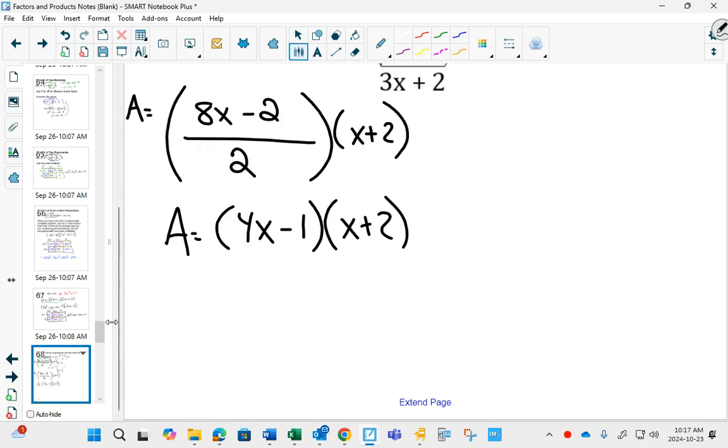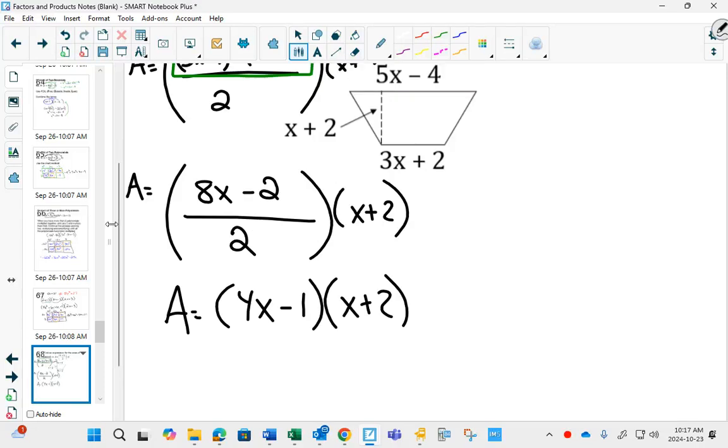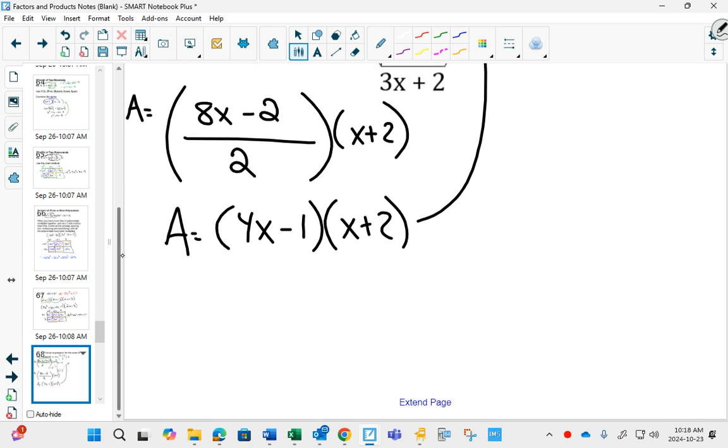So if you are working down and you run out of room, you might want to just draw an arrow and keep working on the right-hand side. I'll just keep working down because I have space. Now if I FOIL this out, the first ones give me 4x squared. My last ones give me 8x. My inside ones minus x. My last ones minus 2. So outside ones 8x, inside negative x, last ones negative 2.